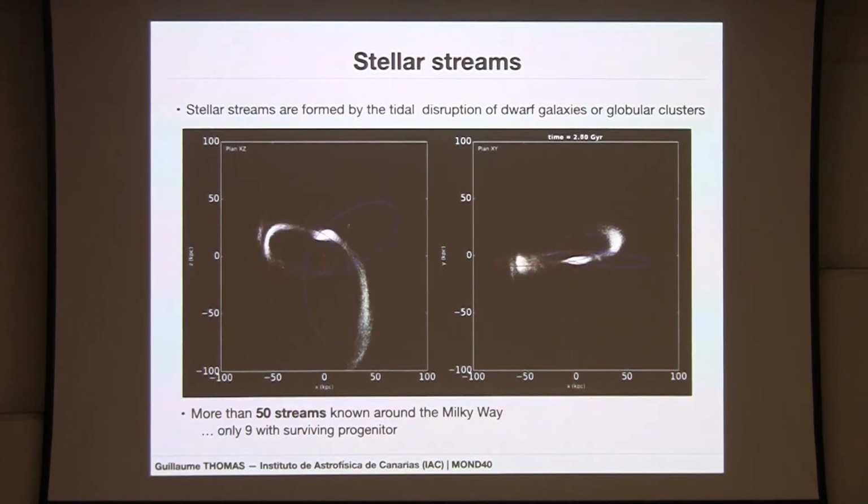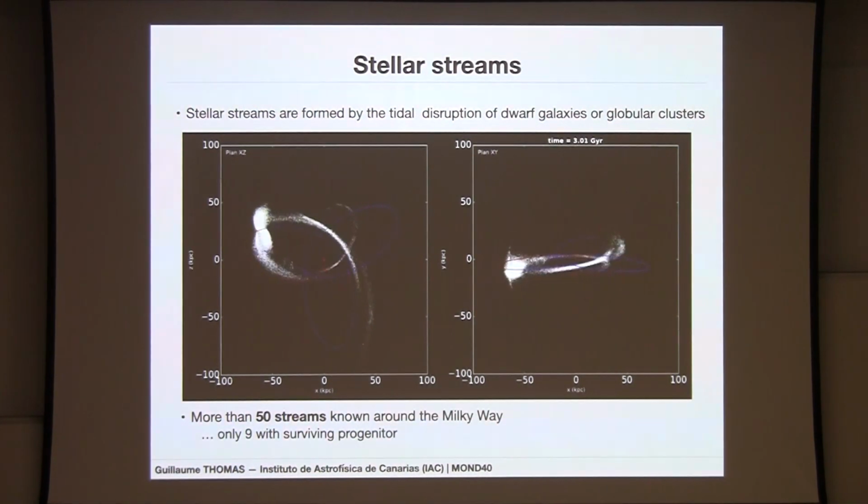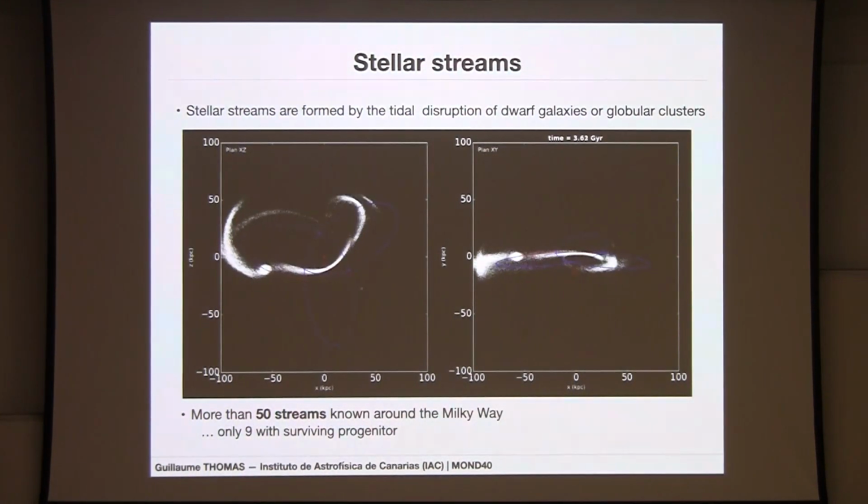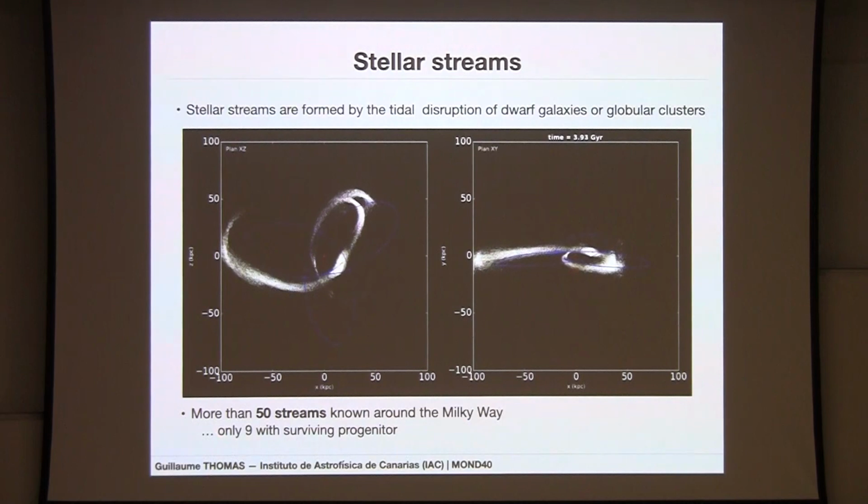So around the Milky Way right now, we know of roughly 50 stellar streams. Most of them have been discovered really recently thanks to Gaia, and only 9 of them have surviving progenitors. And now I'm going to explain why it's important that we also detect the surviving progenitors.